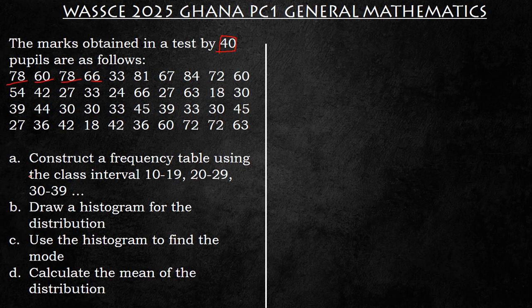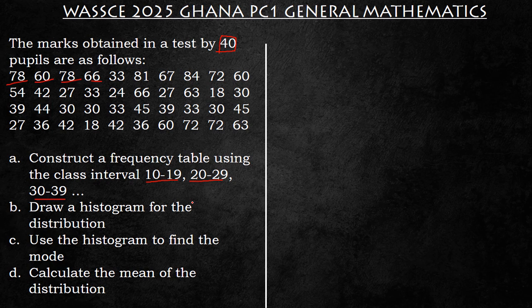Now A, it says construct a frequency table using the class intervals from 10 to 19, 20 to 29, 30 to 39, and so on. Then B, draw a histogram for the distribution. And C, use the histogram to find the mode. Then D, calculate the mean of the distribution. So this is the question that we are supposed to solve.